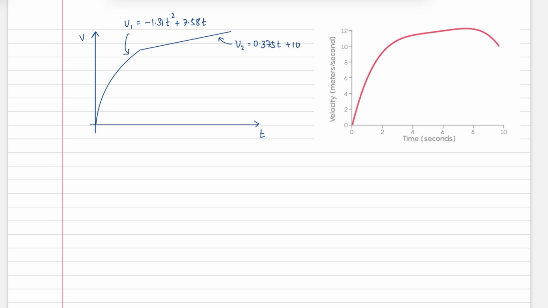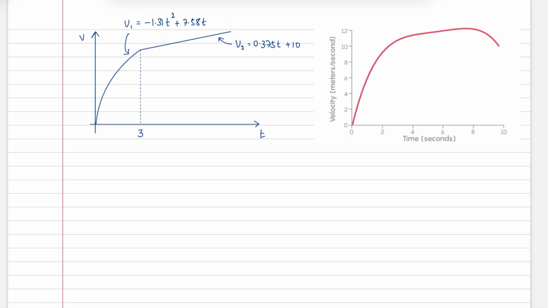Now, of course, you could find the intersection of these. I'm just going to provide it to you as this intersection happens at a time of 3 seconds. So for 3 seconds, the rate of change of the velocity is quadratic, and then it becomes linear.